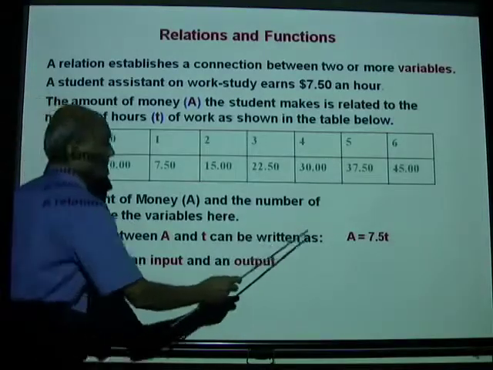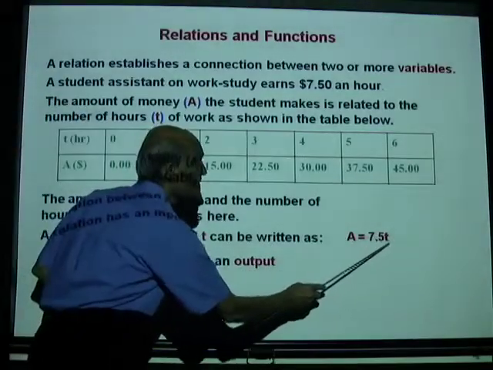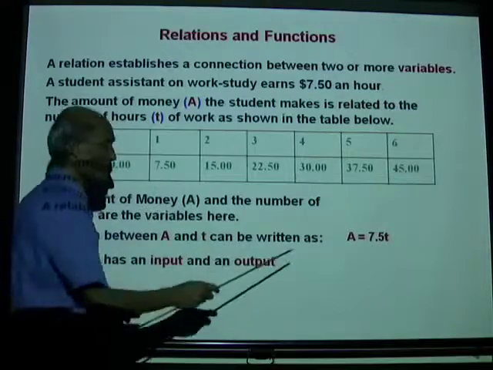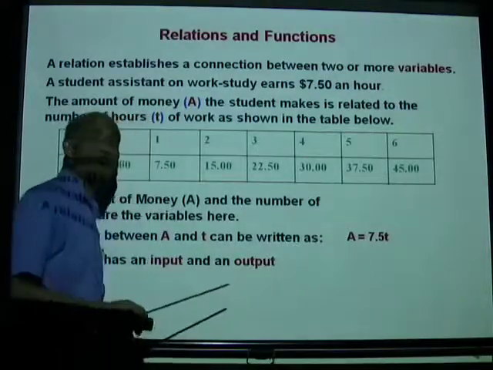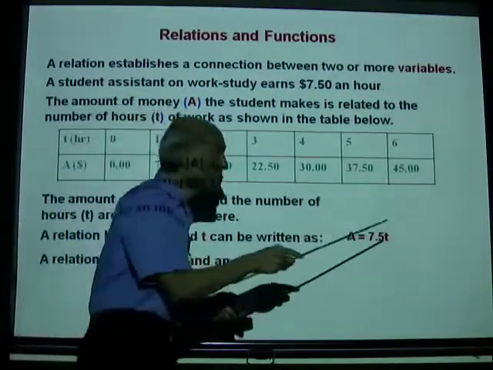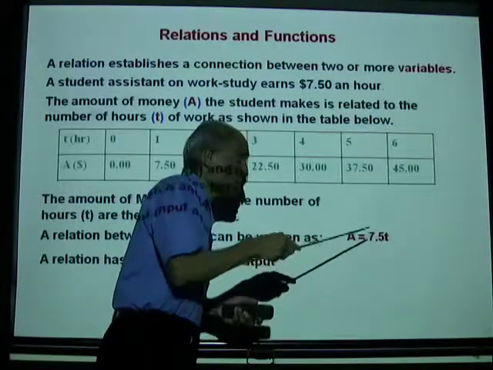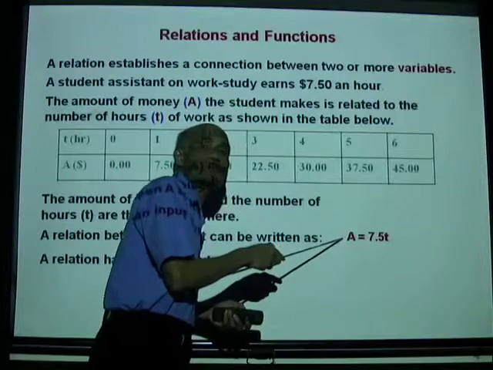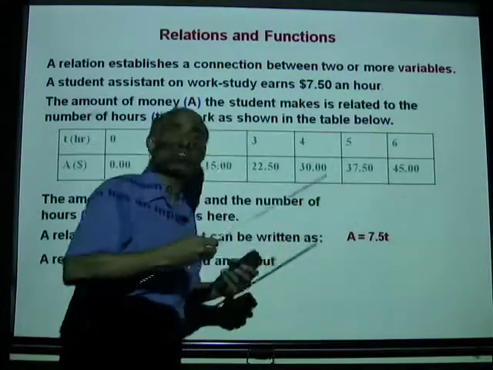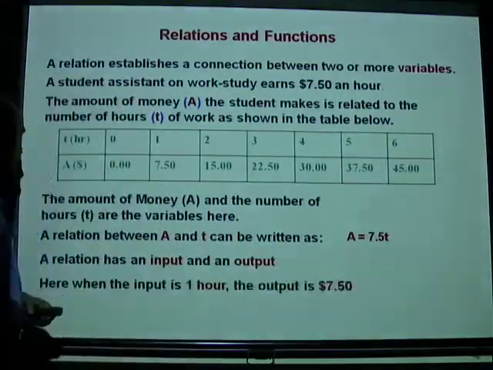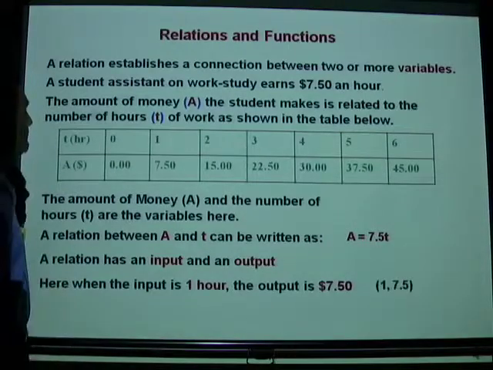Now, here we call T the input and A the output. Is that right? You input T equals 1 hour. You work for 1 hour. You output A equals $7.5. You take home $7.5. All right.